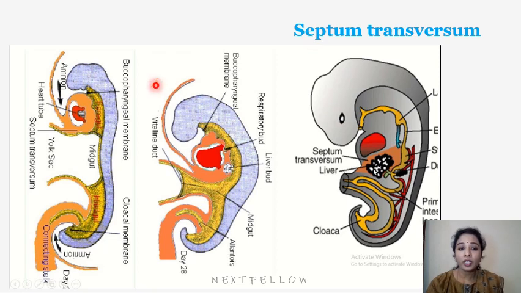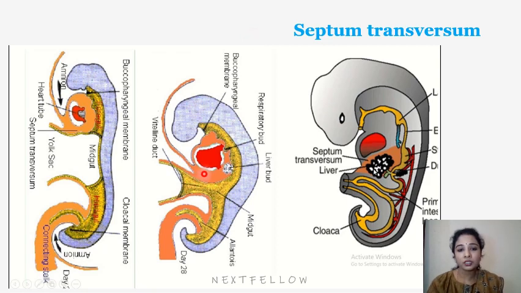Initially, if you see the septum transversum, it is present near the cranial end of the embryo, and because of the head fold, the septum transversum comes to lie on the ventral side of the embryo, near the cardiogenic area. Initially it lies cranial to the heart, but later, due to the head fold of the embryo, it is repositioned between the heart and the connecting stalk.